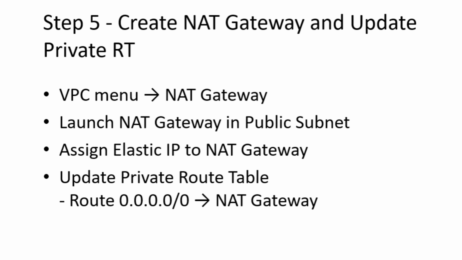Update the private route table by adding a route for 0.0.0.0/0, pointing to the NAT Gateway. This ensures all outbound traffic from the private subnet flows securely through the NAT Gateway, while the instances remain protected from inbound internet connections.